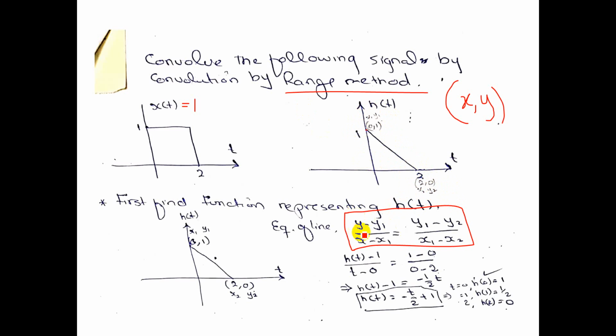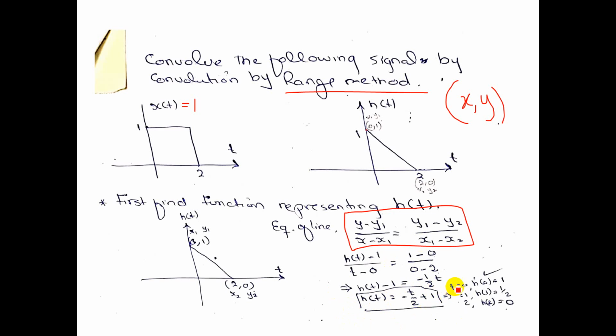So what we have: y equal to h of t, as I told you earlier, minus y1, which is 1, so I put 1 here, divided by x, which is t, minus x1, which is 0, is equal to y1, which is 1, minus y2, which is 0, divided by x1, which is 0, minus 2. Okay, so just play around with it and simplify it. Basically, we are going to get h of t equal to minus t by 2 plus 1. Okay, and once you have this, you can simply verify it.